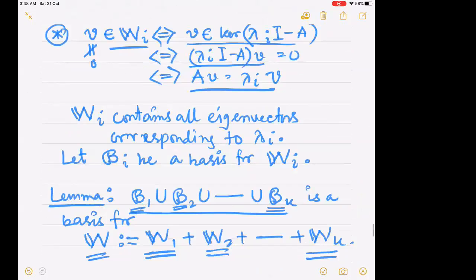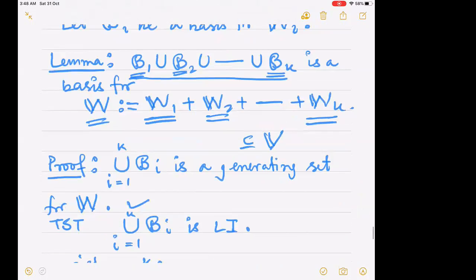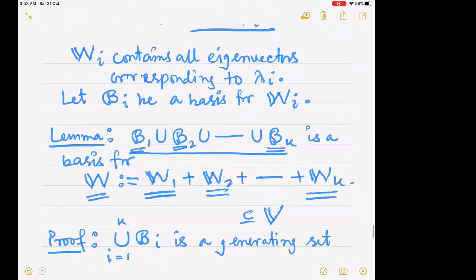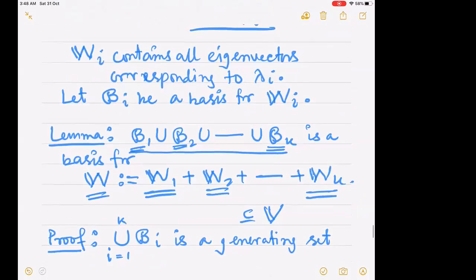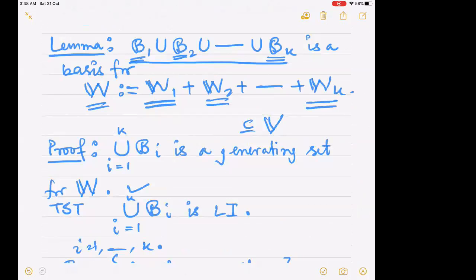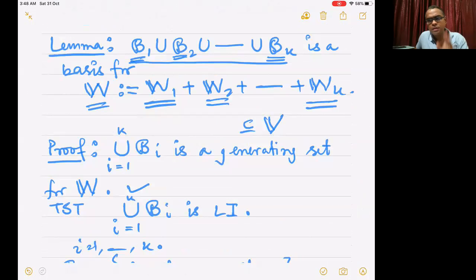One more point that I need to mention here is that for this lemma to work, these d_i's, these dimensions, no dimensions. So this is very important to notice. For this lemma to work, the dimensions of these W1, W2 up to Wk need not match the numbers corresponding to the algebraic multiplicities. These numbers are anything.